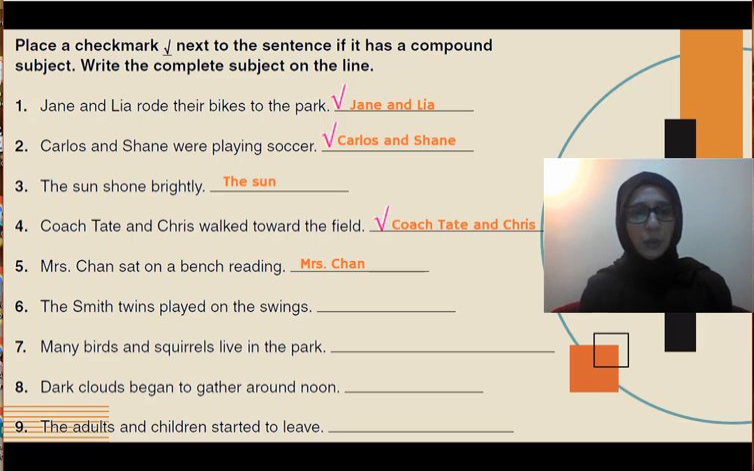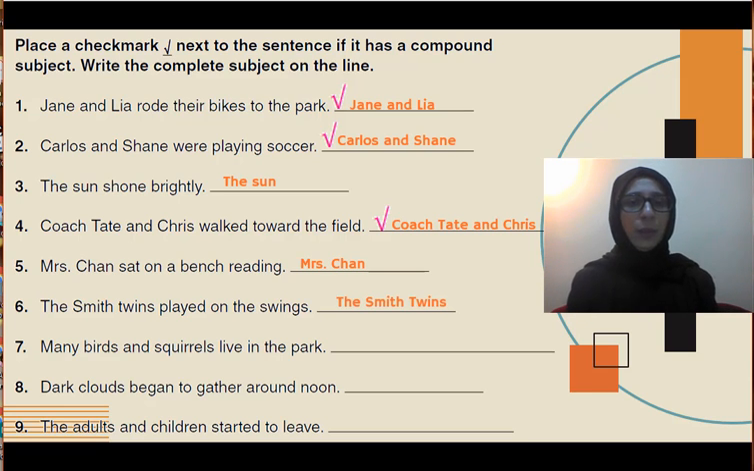The Smith twins played on the swings. So here, even though the twins is actually 2 kids that look alike, here I'm talking about only one group, okay? The Smith twins. So here I have 1. If I said the Smith twins and the Carter twins, for example, then I would be talking about 2, and then I would have a compound subject. But since I do not have and, it means I only have 1 subject, the Smith twins.